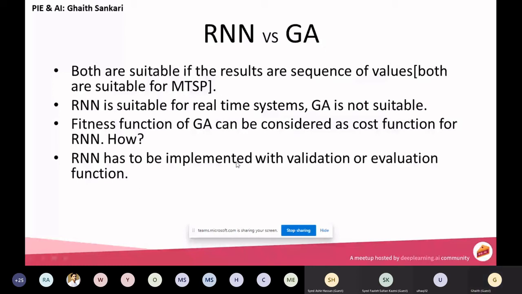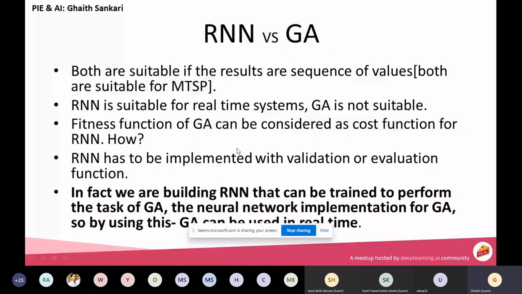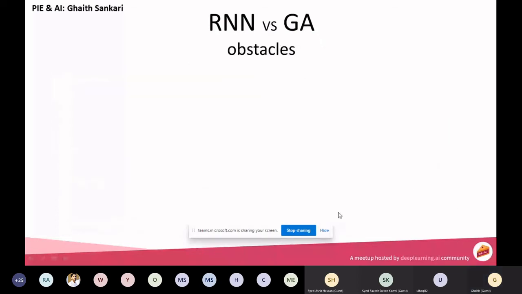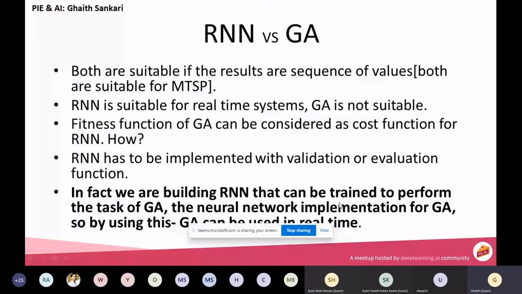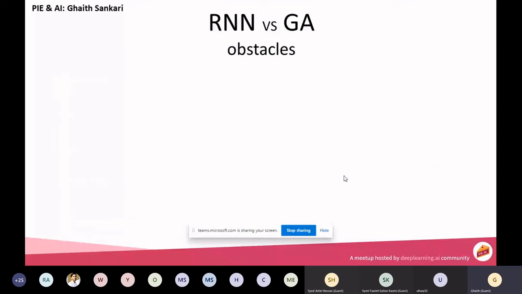And the last, building an RNN that can be trained to perform the task of the GN, a neural network implemented for GN, and can be used. So at the end, we said that because both of them are dealing with sequences and with discrete structure, I believe that an RNN can be used to perform the genetic algorithm plan. But how? What is the obstacle? We have some problems with that.